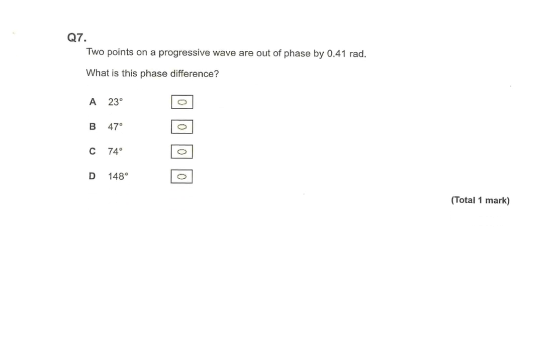Okay, and the last one, this one's straightforward. Okay, so you guys know how to convert this by now. Okay, so 0.41 radian divided by pi times 180 degrees. You got this one, and the answer is this one here.